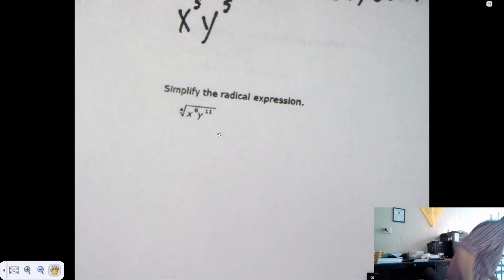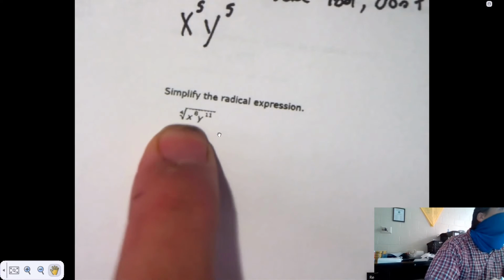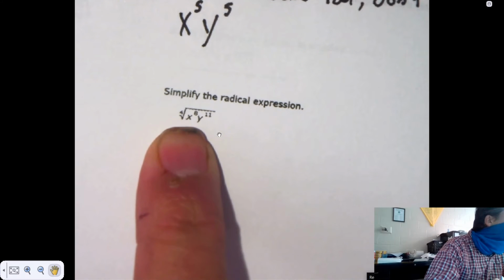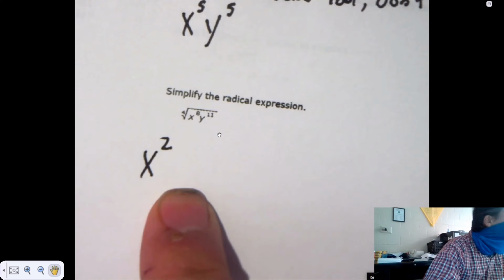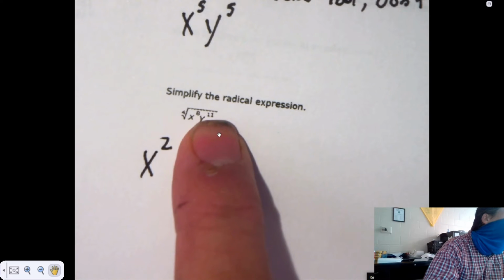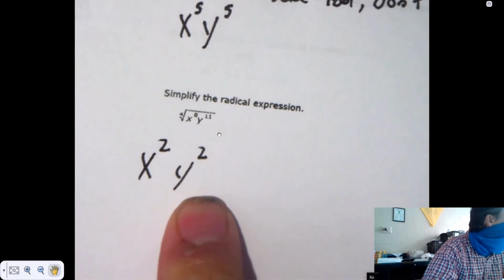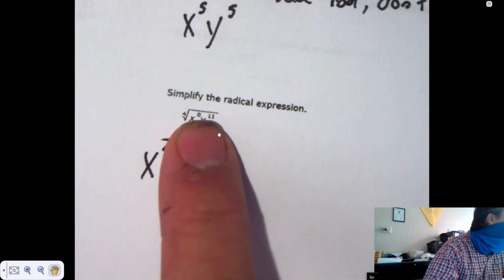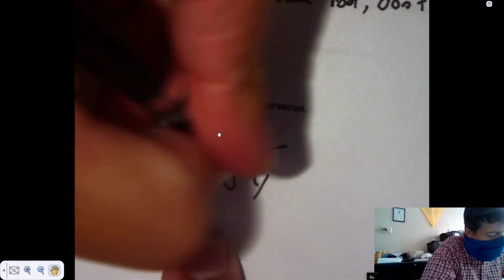This is mainly meant to just kind of see what you remember. How many times does 4 enter 8? Twice, right? X squared. Anything left over? How many times does 4 enter 11? Twice. Y squared. But there was stuff left over. 4 enters 11 twice with a remainder of what? Y cubed.